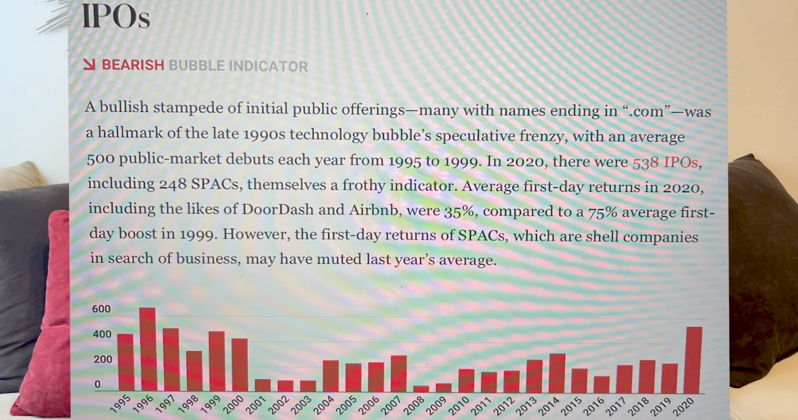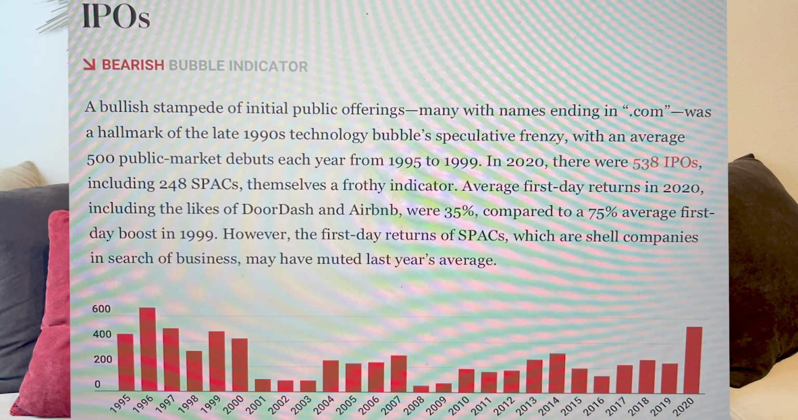Number six, IPOs. This is a very important one. Back in the days before the dot-com bubble crash, there were a lot of IPOs, initial public offerings. You can see in this chart, between 97 and 2000, they averaged around 500 IPOs.